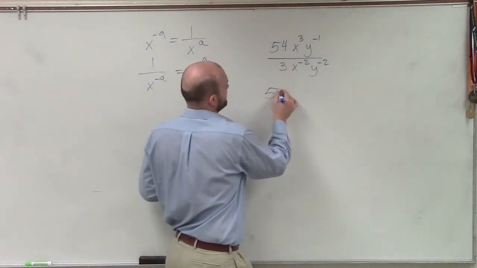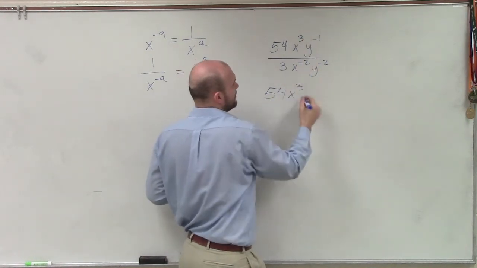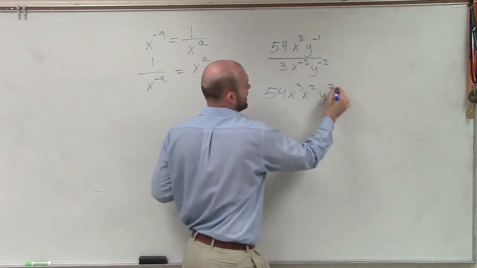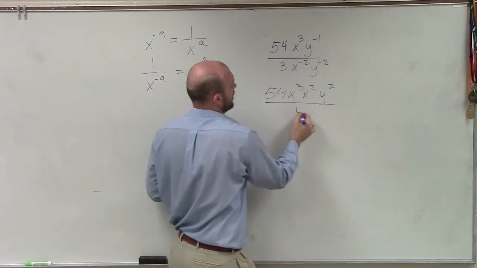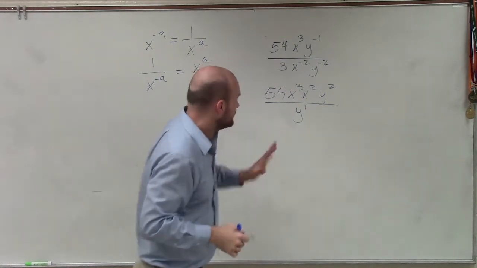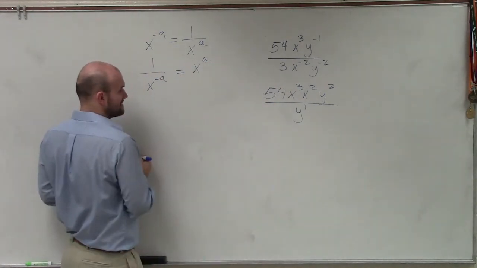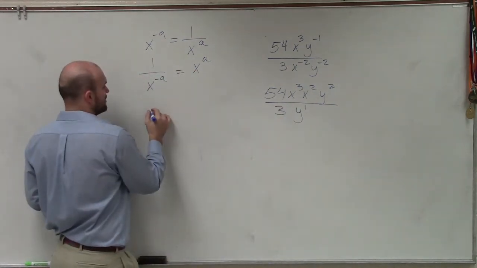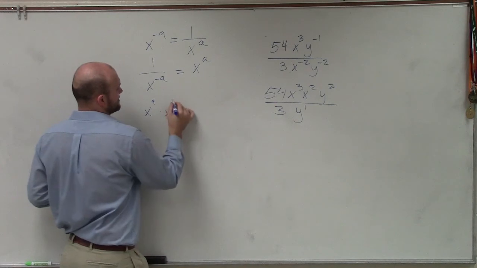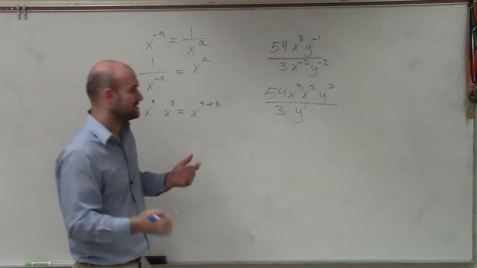So to do that, I have 54 x cubed, that remains the same. But now I'm going to have x squared times y squared all over y to the first power. Well, now I have my product property of exponents because I have x cubed times x squared. Oh, that's a 3. Remember, if I have x to the a times x to the b, that's going to equal x to the a plus b. So I have to add my terms.